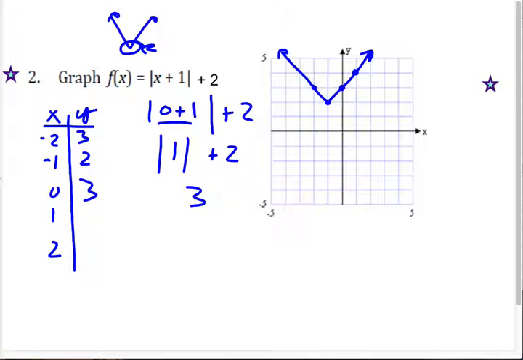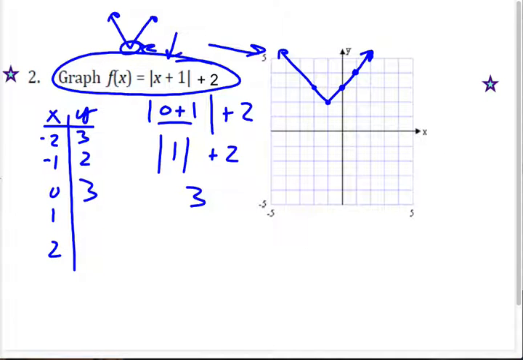Absolute value functions are pretty easy to recognize. If you see a V, it's an absolute value function. So you can look at the graph itself. You can look at the function. If you see absolute value, it's easy. It's an absolute value function.